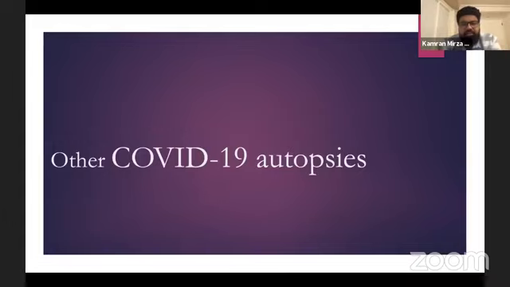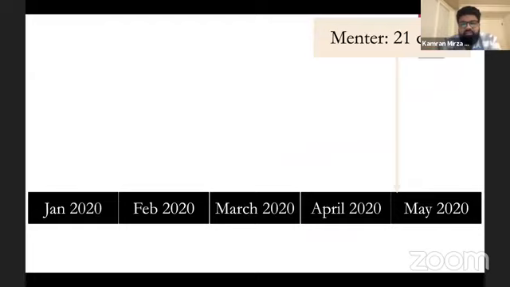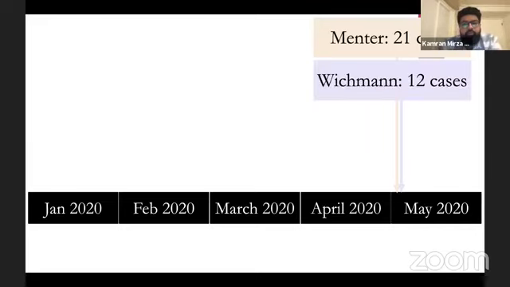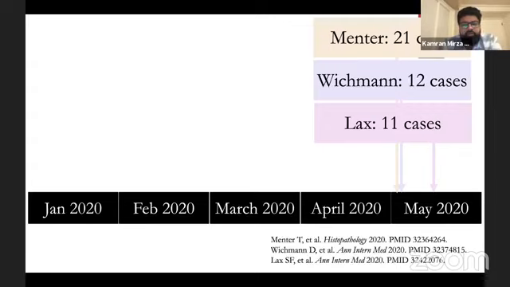After this first United States study, the first English one in the peer-reviewed literature, a significant number of other studies came out of autopsies. Mentor published 21 cases, followed very closely by Wishman, who presented 12 cases, and Lax presented 11 cases. And this was all in May 2020.